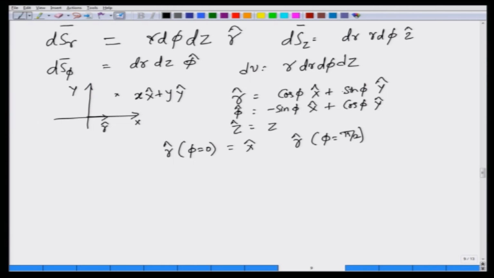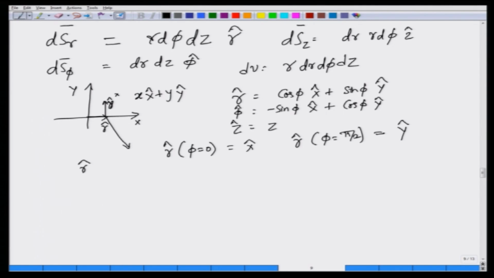Go back and substitute over here. r at phi equal to pi by 2 will be cos pi by 2, which is 0, sin pi by 2, which is 1. So, you are going to get this fellow along y hat. So, at phi equal to pi by 2, the r vector will be pointing along the y direction. Sorry, this is r hat. At any other point it would be pointing along a different direction, depending on the value of phi. What is the lesson here?